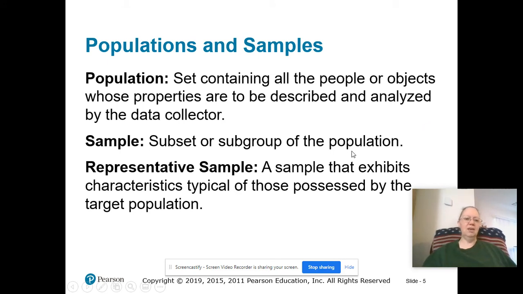So if our population was all of the students at CSN, it's very difficult to speak to every single student. There's a lot of students. So instead of speaking with all of the students, we talk to a sample of the students. Maybe we talk to 100 people as opposed to 30,000 people. But we want to make sure it's a representative sample.